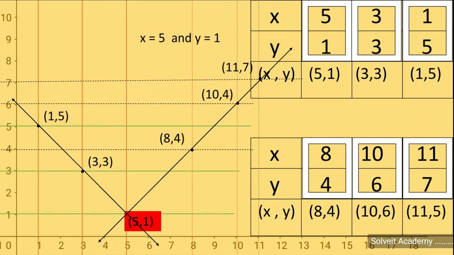The second equation was x minus y equal to 4. The difference between x and y is 4. As we see here, the difference of 5 and 1 is also 4. So the values x equal to 5 and y equal to 1 satisfy both the equations. So these values of x and y are the solution of the given simultaneous equations.